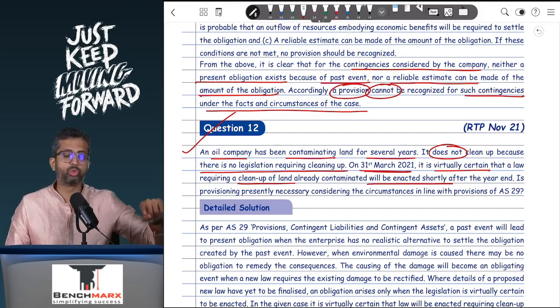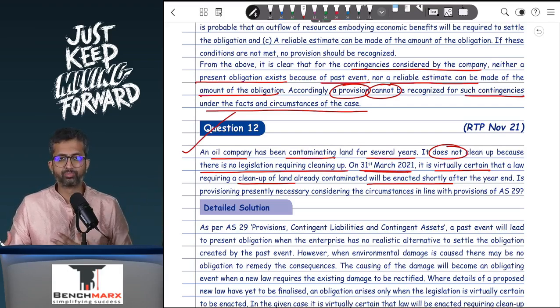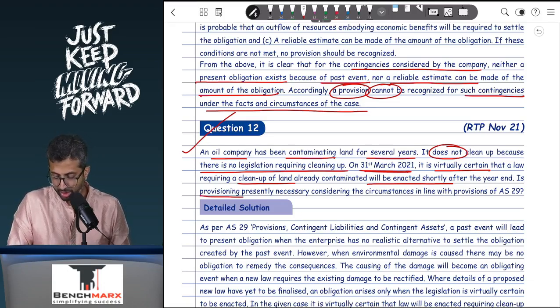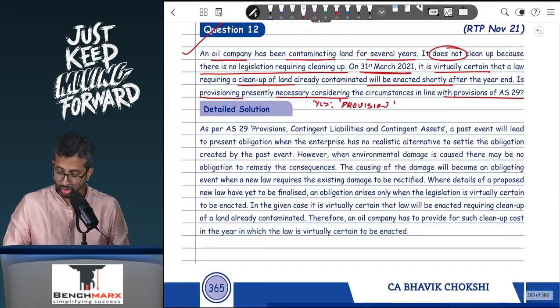Now will you have to clean up? Yes. So what do you guys think? Should you just ignore it? No, we'll have to create a provision because now it is virtually certain. Forget virtually certain. Even if it was probable, you would have created a provision. Is provisioning presently necessary considering the circumstances of AS29? Yes. It is a possible obligation. However, it is probable, in this case virtually certain, and hence a provision should be created.